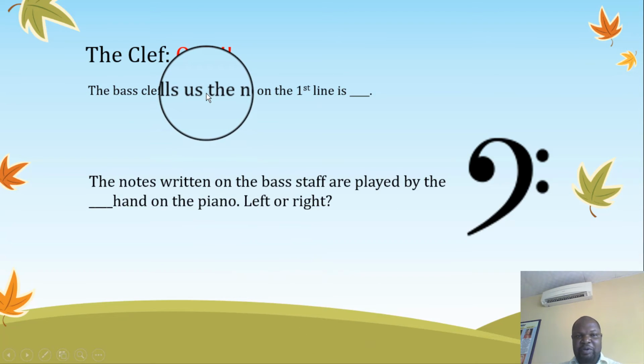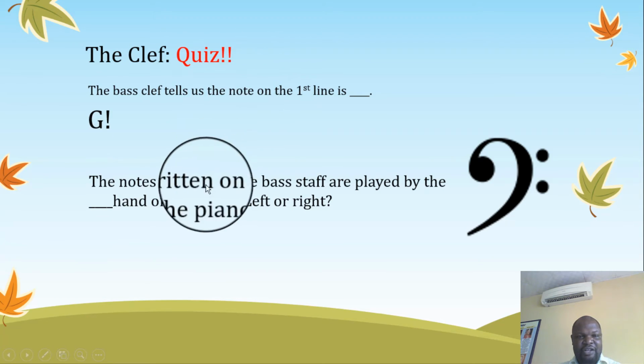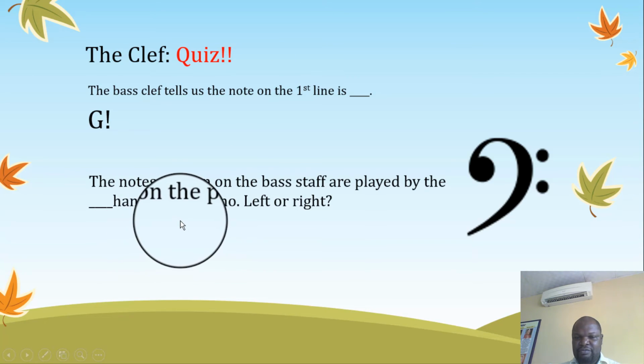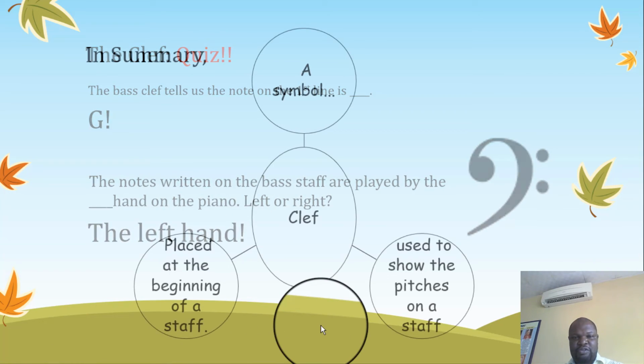Quick quiz. The bass clef tells us that the first note on the first line is G. And the notes written on the bass staff are played by the dash hand on the piano. Is it the left hand or the right hand? The left hand. Good job, well done.